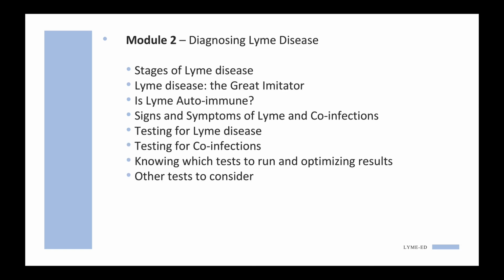Module 2 is all about diagnosis. So we go through the different signs and symptoms, the different stages of Lyme disease. We'll look at, is Lyme an autoimmune problem? And we'll look at different options for testing for Lyme disease and co-infections, and also how to know what tests to run and how to optimize your results.